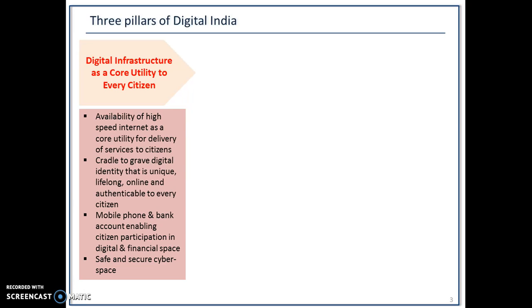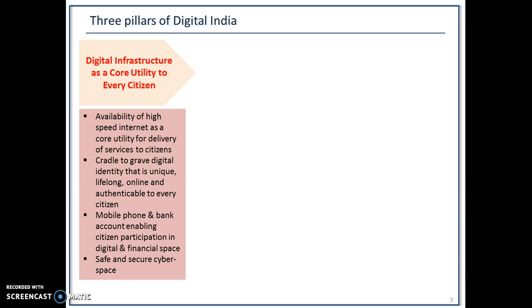Cradle to grave digital identity means every citizen of India will have a unique Aadhaar number, so that person is uniquely identifiable. Right now there are so many people who don't have even a basic identity card, such as a voter's ID card, or even something as simple as a driver's license. So it is very difficult for the government to know whether the schemes that the government is implementing are reaching their intended beneficiaries or not.